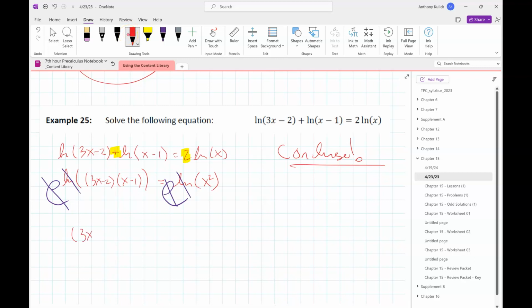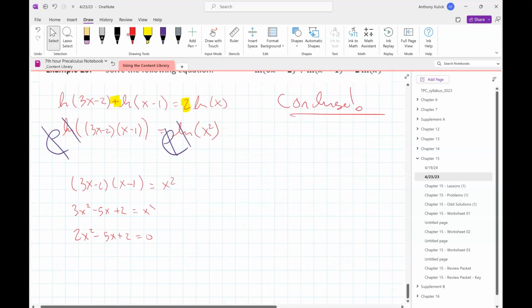So I end up with 3x minus 2 times x minus 1 equals x squared. What type of problem have I been left with now? It's quadratic, my man. Let's FOIL this thing out. So 3x squared minus 5x plus 2. Subtract x squared from both sides so that it's equal to 0. We could try to factor that. I think it'll factor, but its leading coefficient isn't 1, so I don't like that. I'm just going to use the quadratic formula on it.